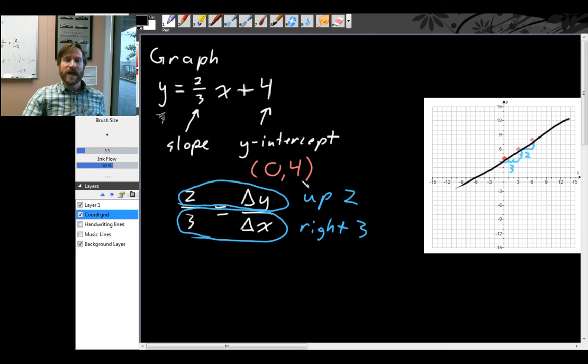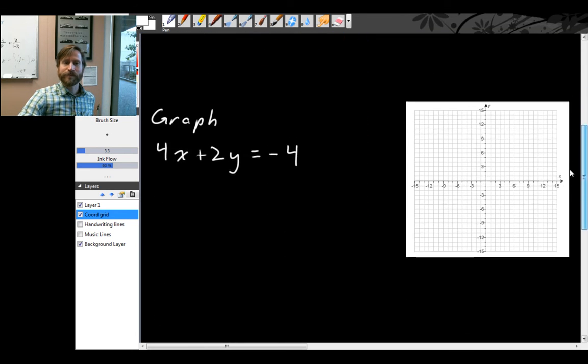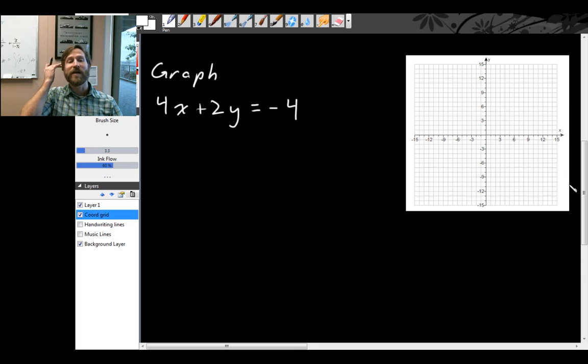Okay, so if you have slope-intercept form, you can graph the line by starting at the y-intercept and then moving according to the slope. All right, let's look at a second example. So this time we're going to graph 4x plus 2y equals -4. Well, the first thing I notice about this equation is that it is not in slope-intercept form. We would like it to be in slope-intercept form, so let's put it into slope-intercept form.